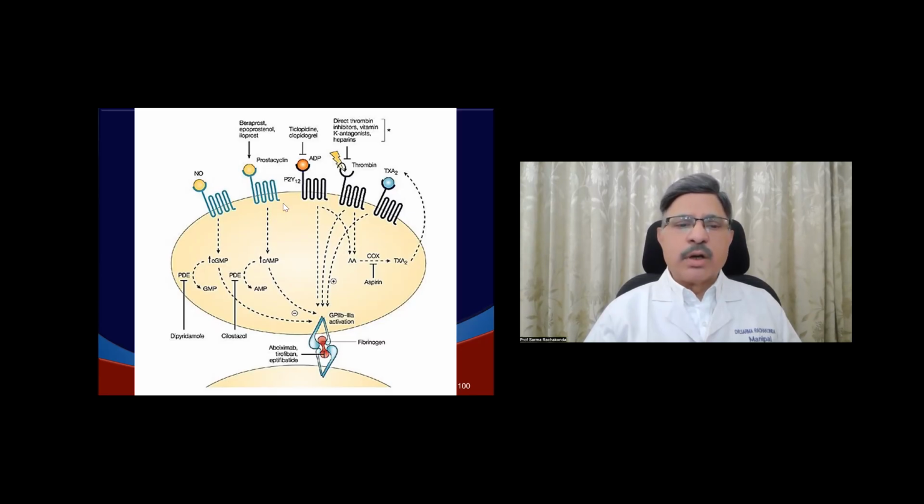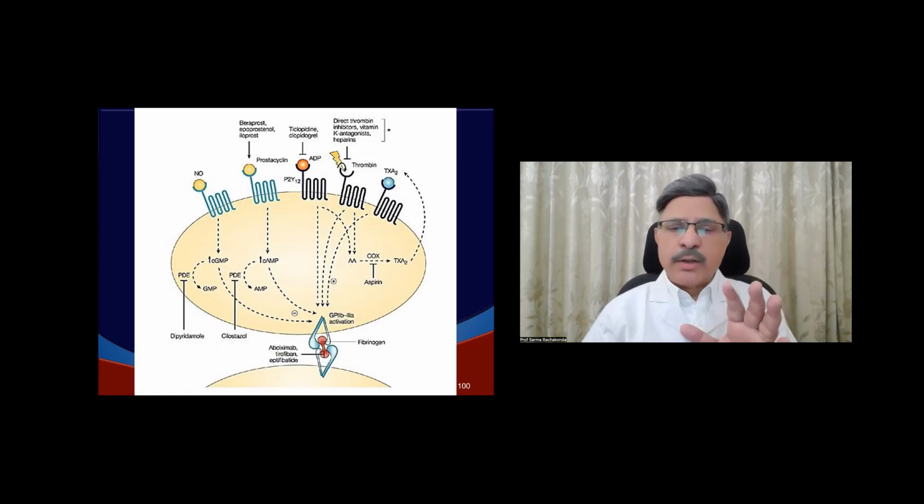I have also got dipyridamole for the cyclic GMP. I have cilostazol for the cyclic AMP. And finally, all of them have to act through making fibrinogen into fibrin and forming the clot. That step is blocked by abciximab, tirofiban, and eptifibatide.